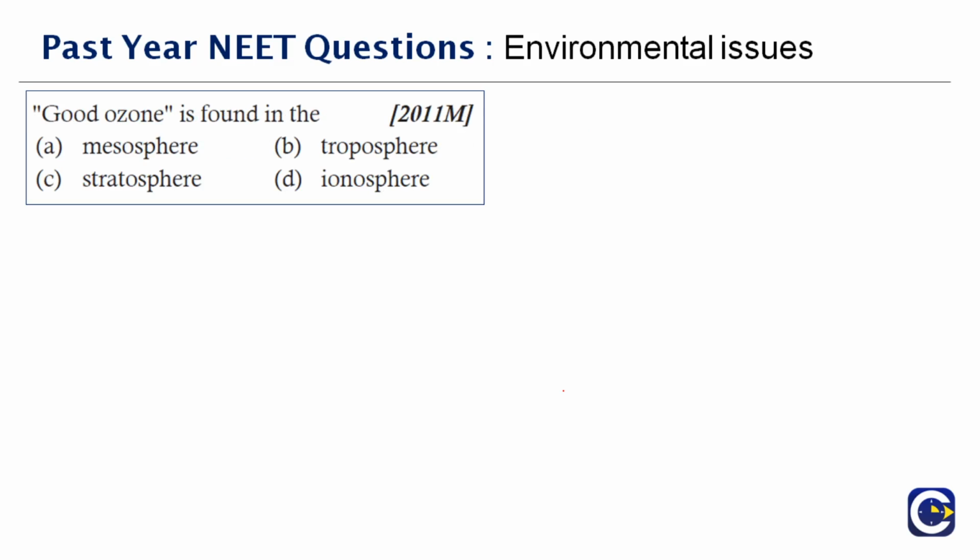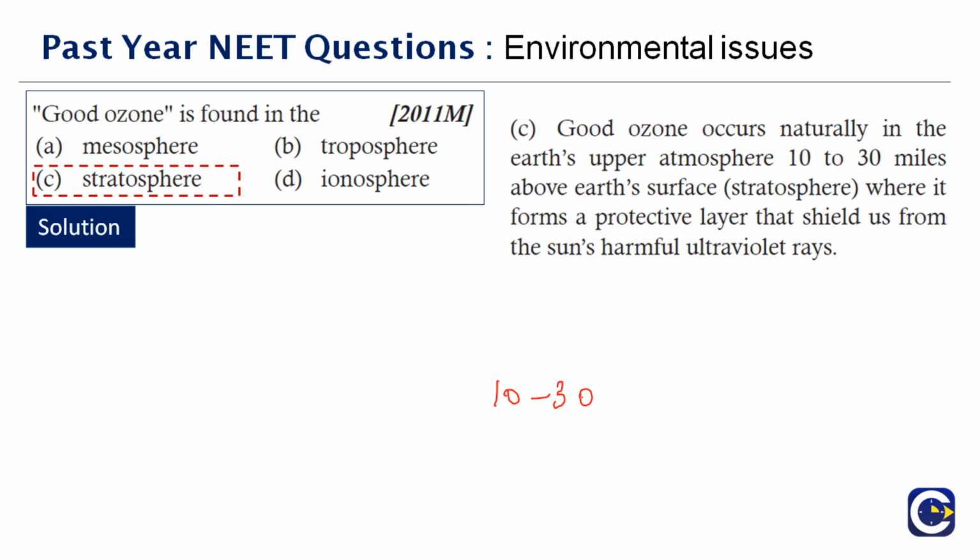Next question here. Good ozone is found in dash. Easy question. When we talk about good ozone, it is present in the stratosphere. Good ozone occurs naturally in the Earth's upper atmosphere, that is 10 to 30 miles above the Earth's surface, which is called the stratosphere, where it forms a protective shield, thereby preventing more UV rays from entering the Earth, and thereby it keeps the cooling effect of the Earth. Therefore, the right answer is option C.